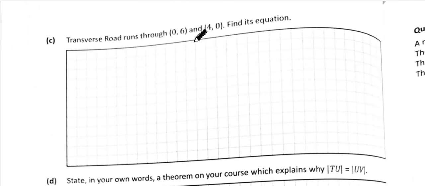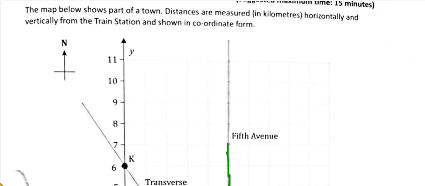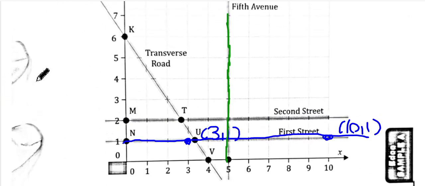Transverse road runs through (0, 6) and (4, 0). Find its equation. Would you all look at (0, 6) and (4, 0)? Oh, there it is there. Transverse road is the yellow line. Actually, you could do y equals mx plus c. I'm going to show you 2 ways of doing it.